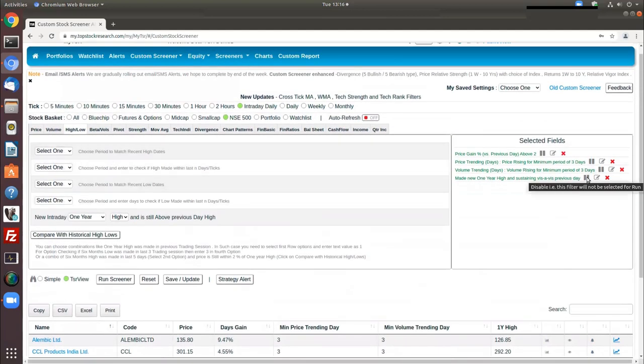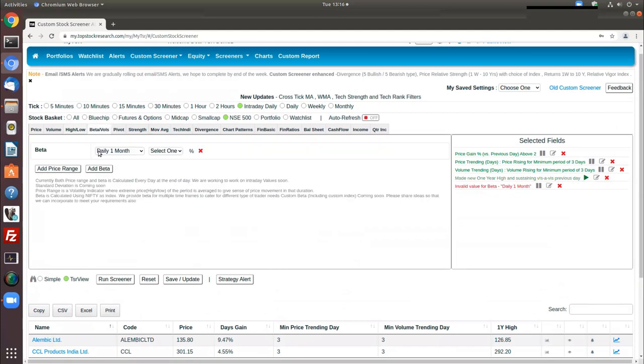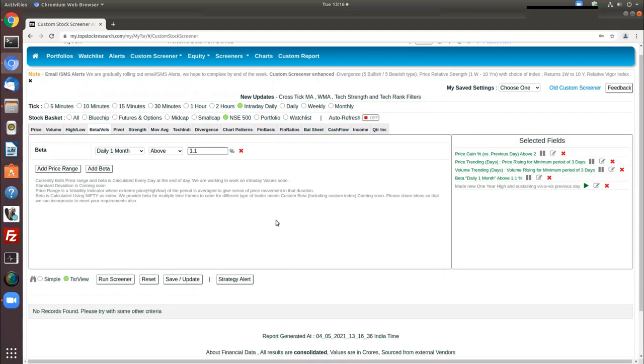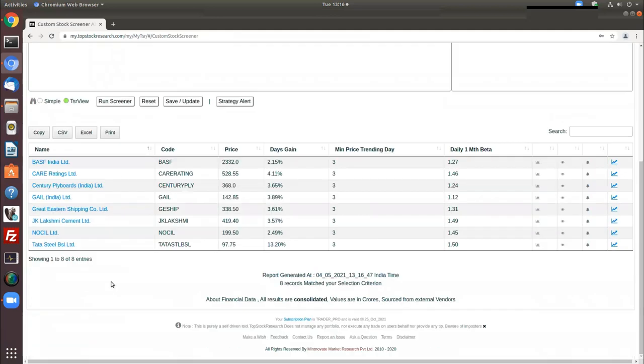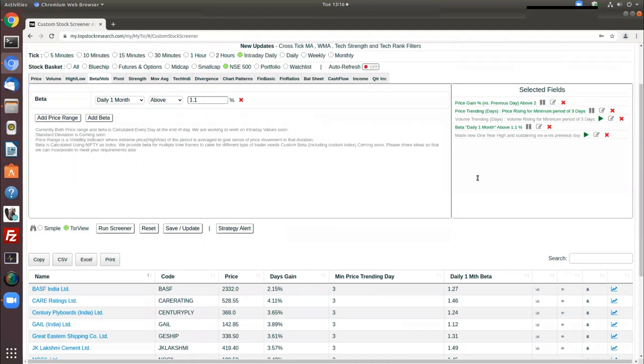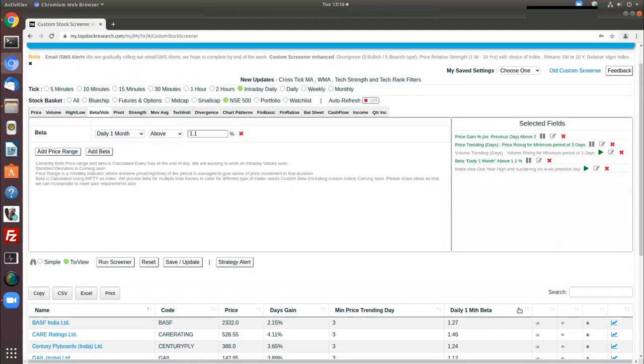I'll disable this so that we incrementally get more results. I'm looking for stock where the beta is more than 1, let's say 1.1. See if we are lucky to get any results. Unfortunately, no. So beta greater than 1, we couldn't find in that set of filters. So let's say we disable this option and see. Yeah, there are certain stocks available with these 3 filters, wherein the beta is also more than 1.1.